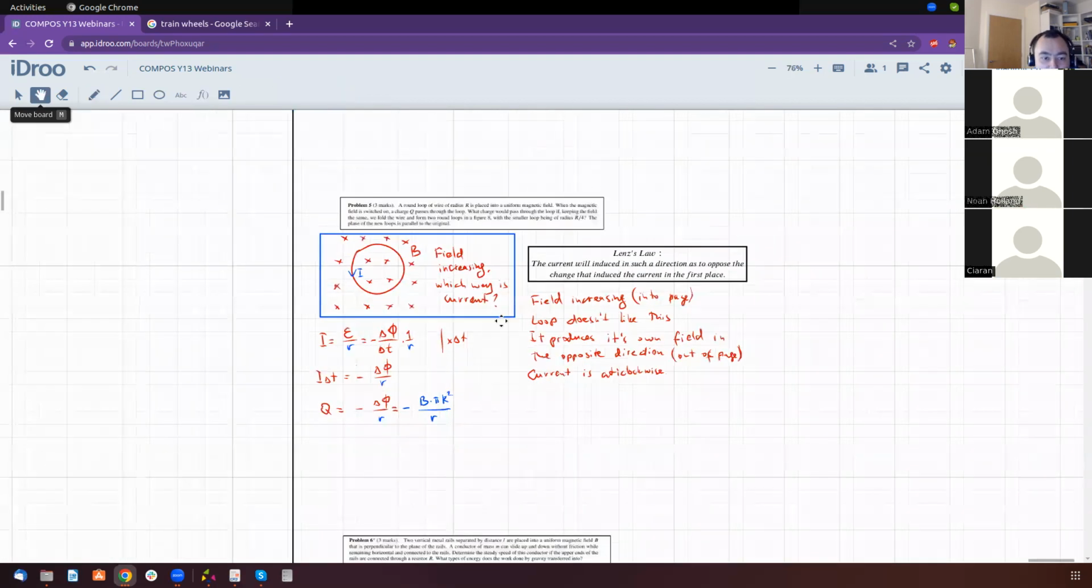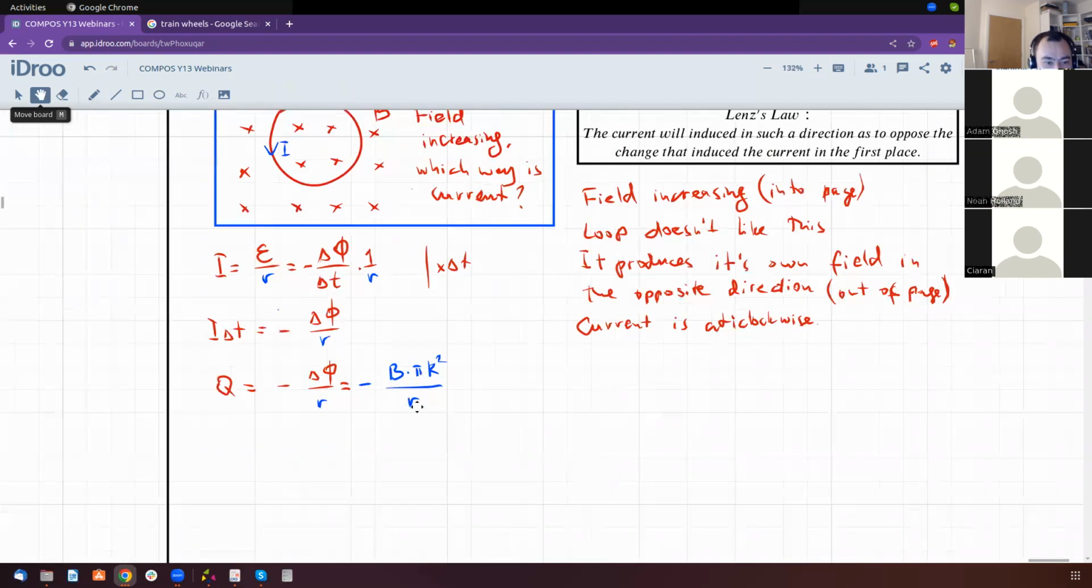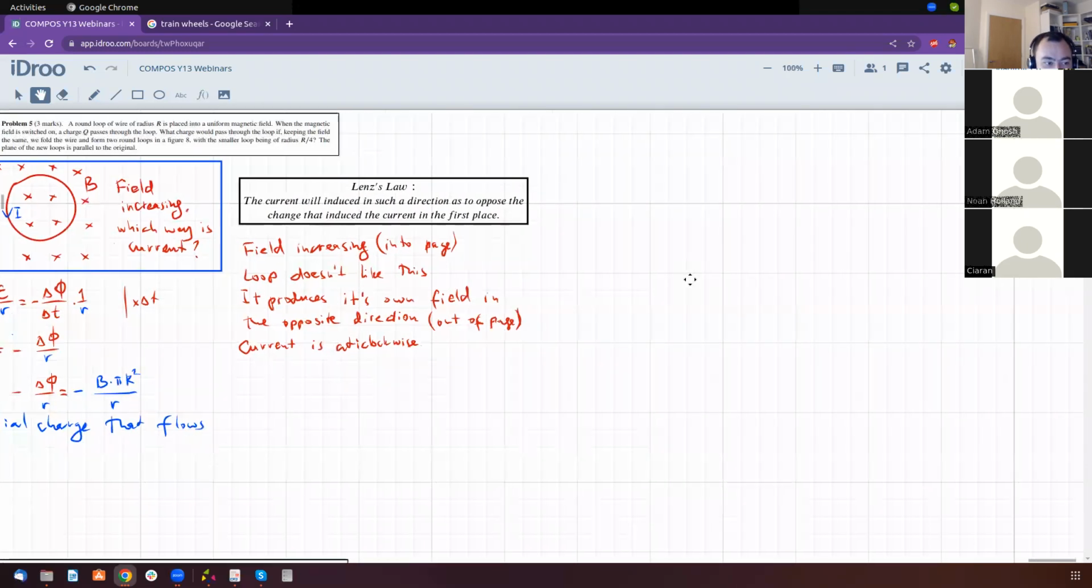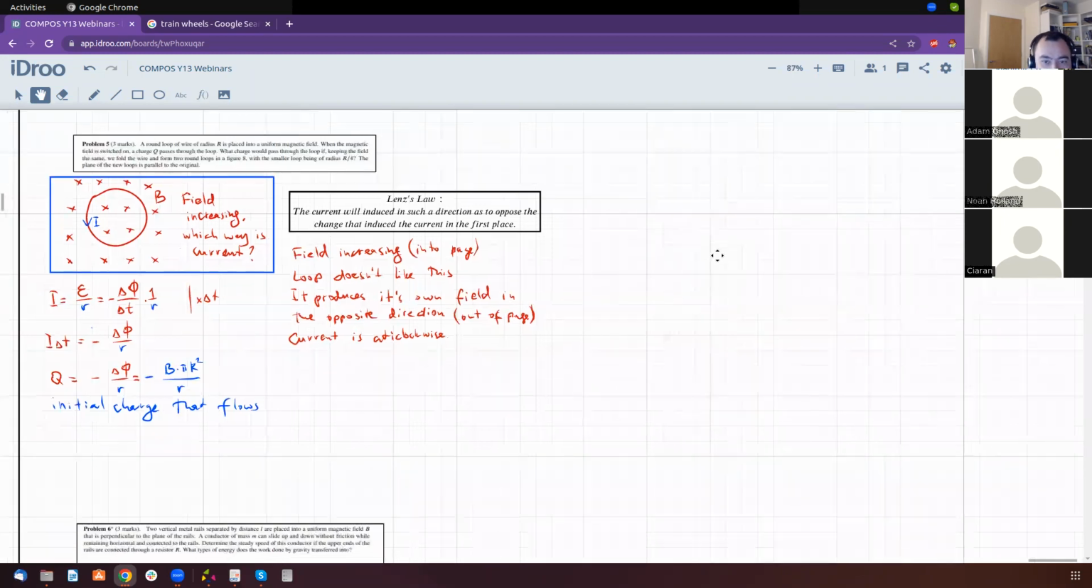Now, that's the charge that flows initially. That's the initial charge that flows. Now, the answer to this question depends on how you fold it. There are three ways to fold it. So first, you can fold the wire like this.